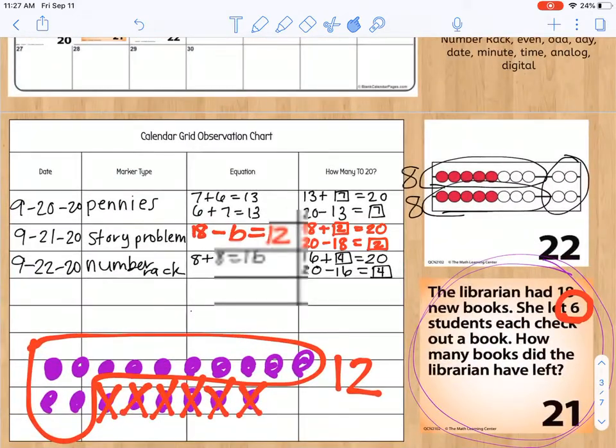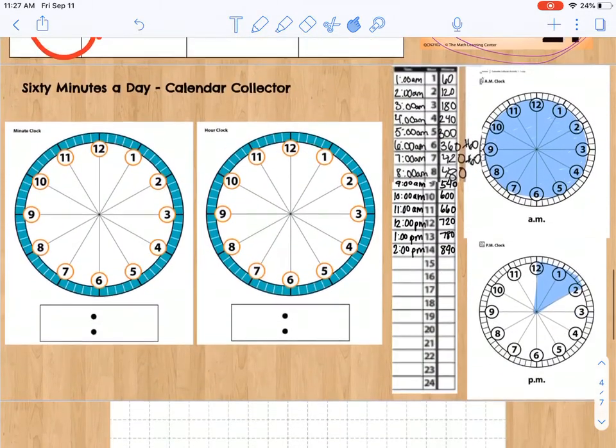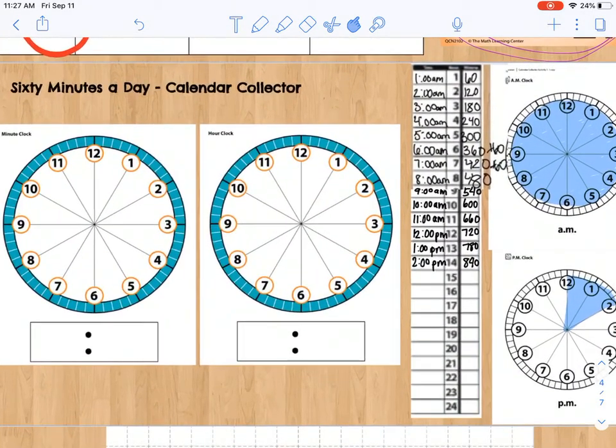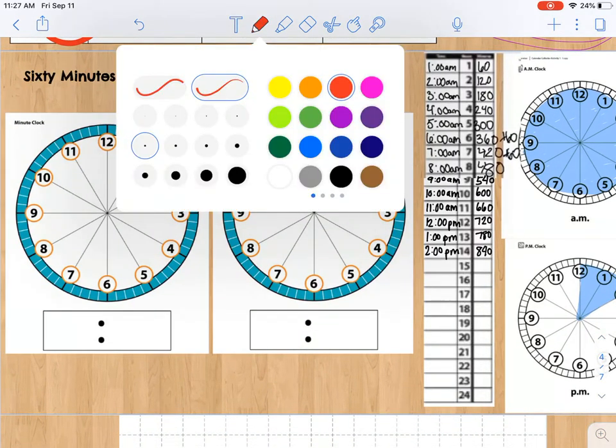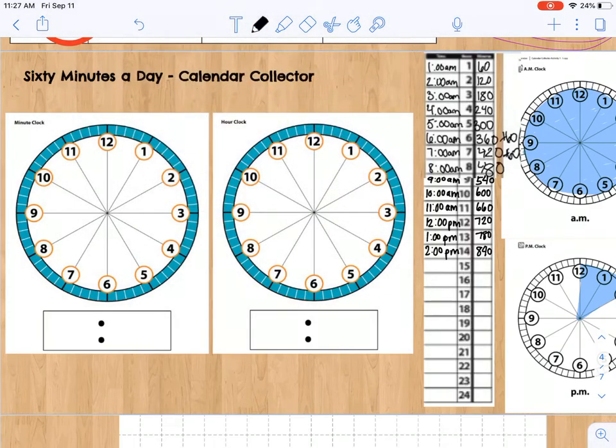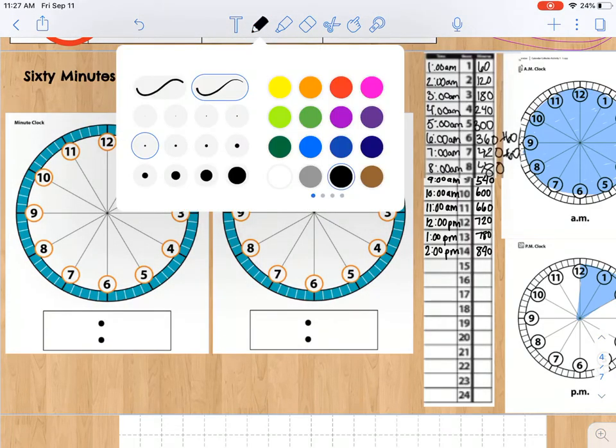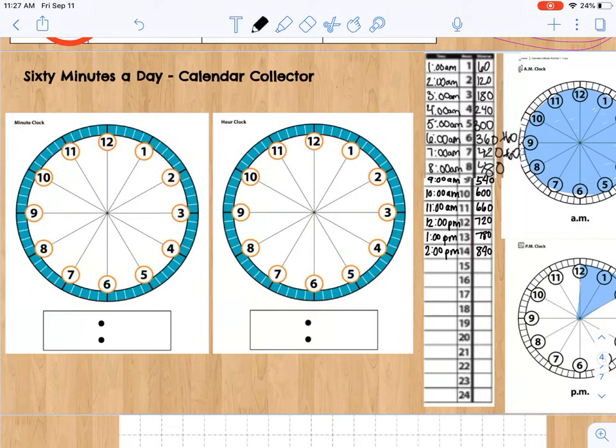All right, good job, everybody. Let's move on to our calendar collector for today. Yesterday, we had 840 minutes at 2 o'clock in the afternoon. So today, we need to decide how many minutes we will have and what time it will be.